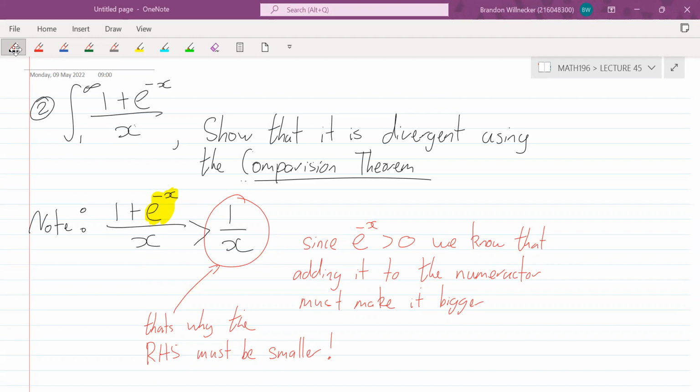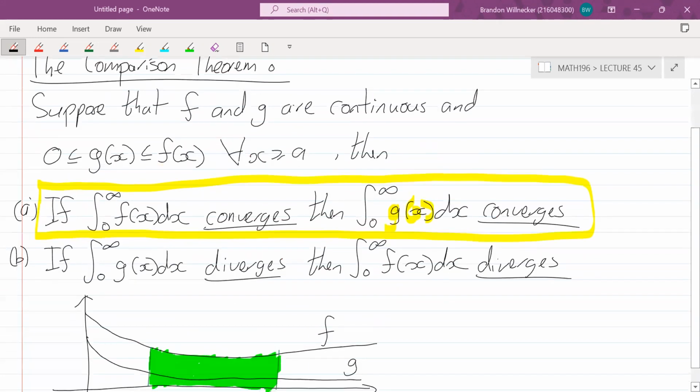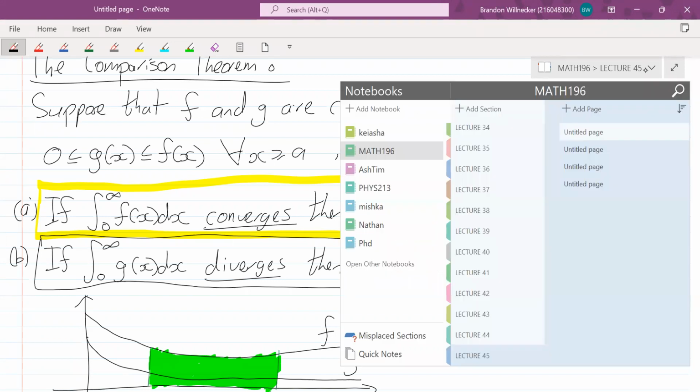So we've got a smaller function than our original function. So let's look back at our theorem here. So now we're looking at the second part over here, where g is the smaller function. So we've got a smaller function here, and we know that 1 over x diverges. So since the integral with the smaller function diverges, then the integral with the larger function must also diverge.